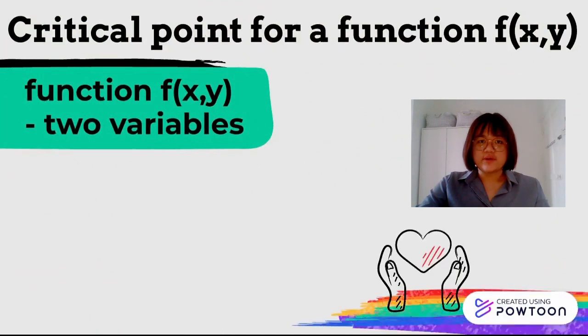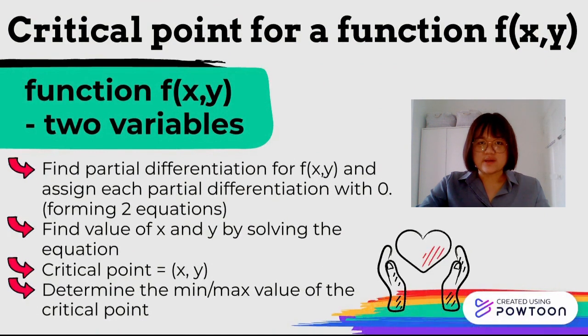To find the critical point for a function f of xy, which has two variables, we need to find partial differentiations for f of xy. Then assign each partial differentiation with 0. Two equations will be formed at this step. Next, find the value of x and y by solving the equations and we will get the critical point. Then do the second order partial differentiation to determine the minimum or maximum value of the critical point.